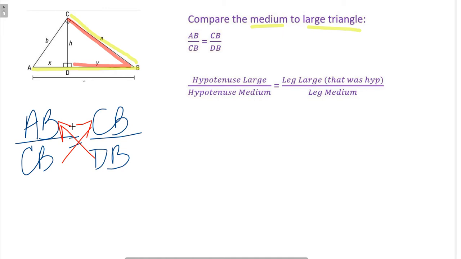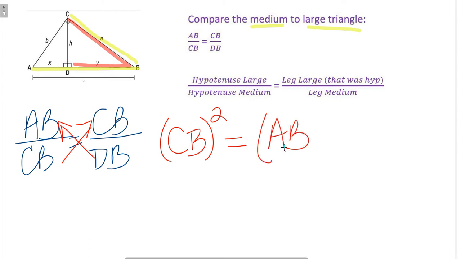It simply means if we take the hypotenuse of the medium triangle and square it, it is equal to the product of AB times DB. So once again, it is equal to the product of the entire hypotenuse of the large and just the leg of its medium triangle. Okay, so that relationship will keep coming back, make things really easy to solve.